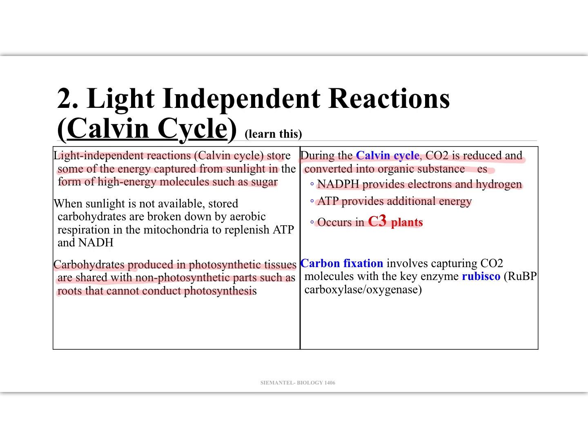There are a couple of exceptions to the rules, specifically C4 plants and another set of plants that are called CAM plants, where they don't follow this exactly. They do something slightly different depending on where those plants are found.